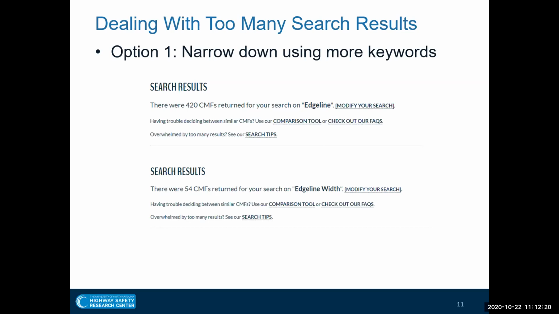Now you can either look at the 420 CMFs and filter down your list, or you can narrow down your search using some more keywords. So searching for the keyword edge line returns about 420 CMFs. But if I search for edge line width, for example, I can increase my keywords there. I can narrow down my search to about 54 CMFs, which is more reasonable and easier for you to go over and figure out which CMFs pertain to your specific conditions.